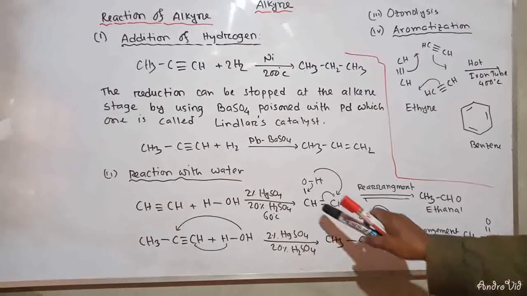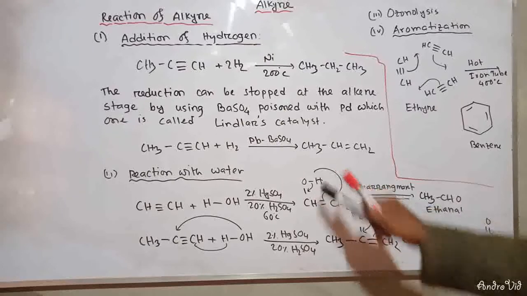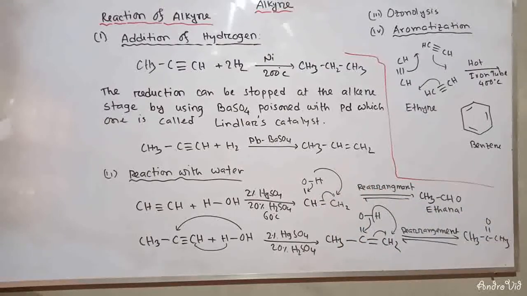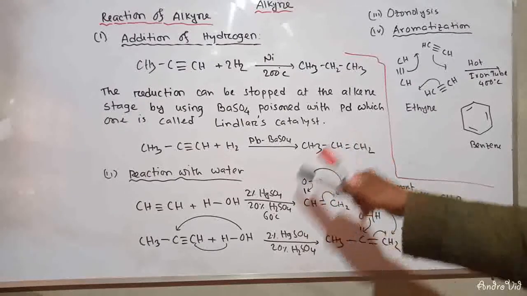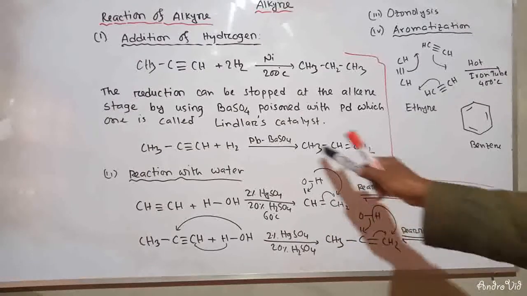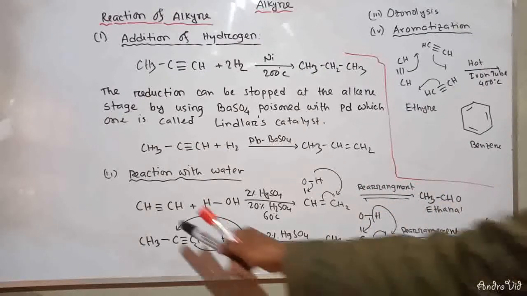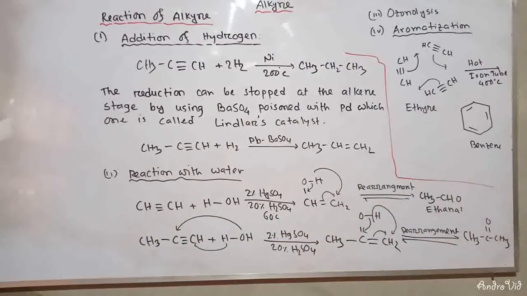Both the ene and ol functional groups are present in this compound, and that's why this type of compound is called an enol compound. Through the rearrangement of this compound, ethanal is produced. After the rearrangement, it will be converted to ethanal. So by this way, from ethyne, there is a chance to produce ethanal.